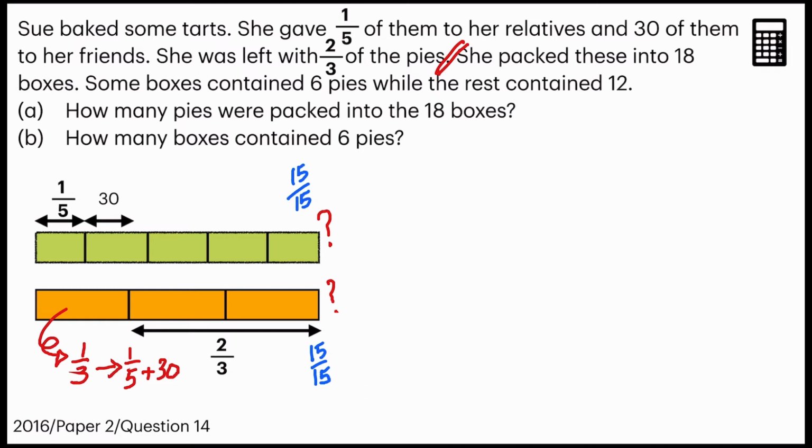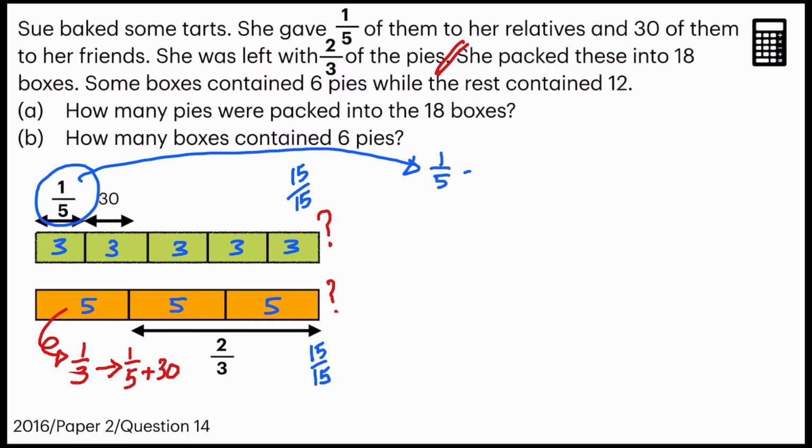So for the green color model, each part will become 3. Why so? Because 3 times 5 gives me 15. And the second one, I will have 5 units. 5 times 3 gives me 15. Okay, so now let's take a look at this 1/5. 1/5, I'm going to change it to out of 15 as well, which gives me times 3, 3 out of 15.